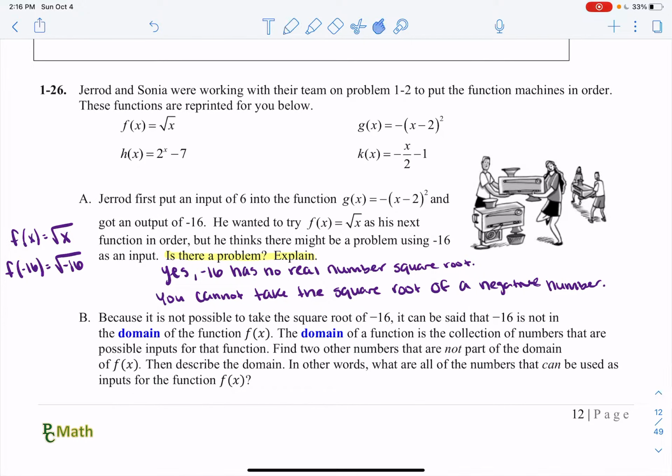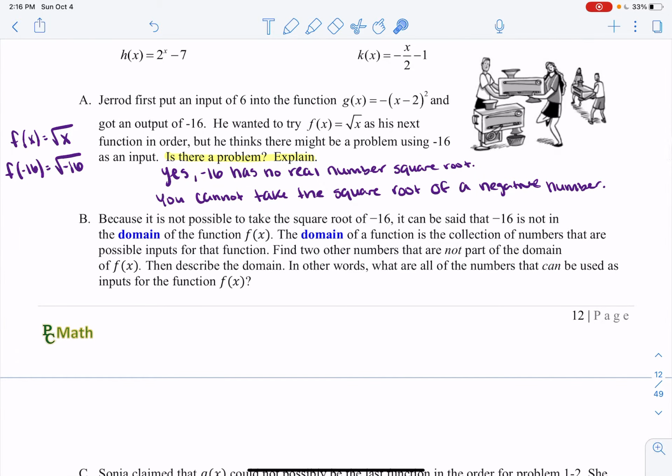Let's go to the next part here, part B, and it says, because it's not possible to take the square root of negative 16, it can be said that negative 16 is not in the domain of the function f of x. So f of x is equal to the square root of x. The domain of a function is the collection of numbers that are possible inputs for that function. Find two other numbers that are not part of the domain of f of x, then describe the domain. In other words, what are all of the numbers that can be used for the inputs?